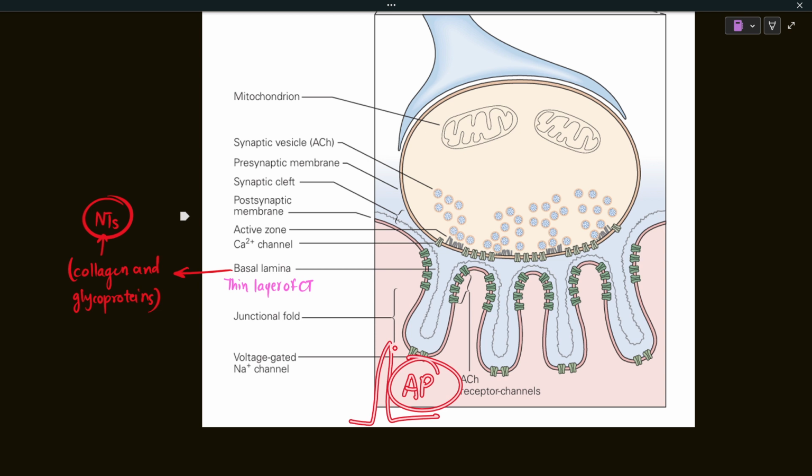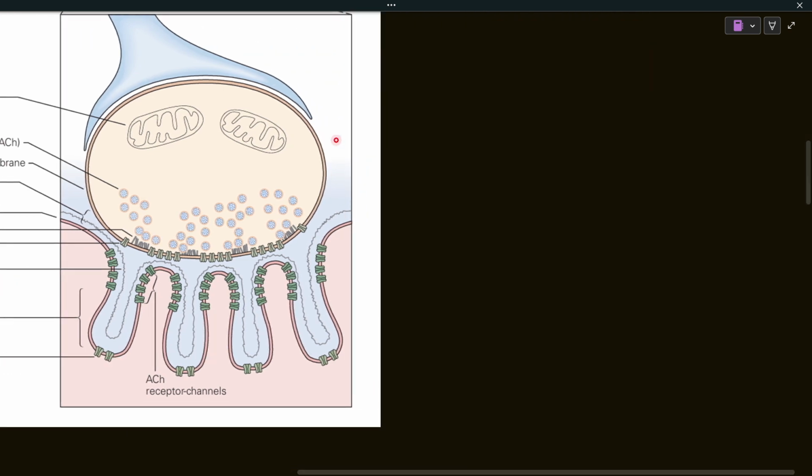So what I wanted to convey here was, let's write the things step by step. The neurotransmitter is released into the synaptic cleft. Then the acetylcholine will bind to the acetylcholine receptor.